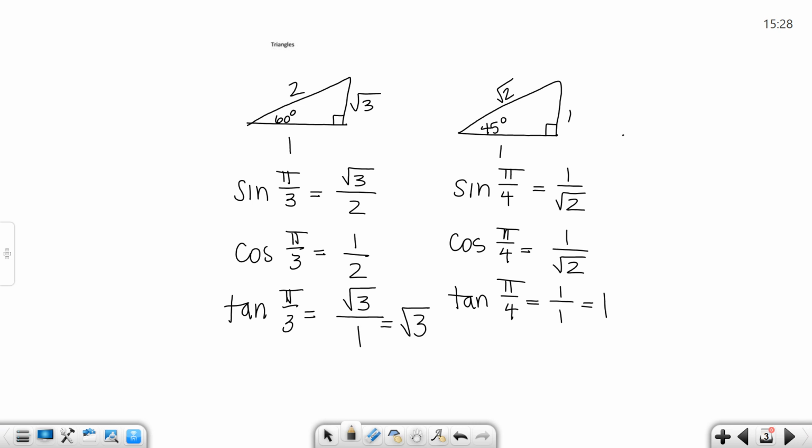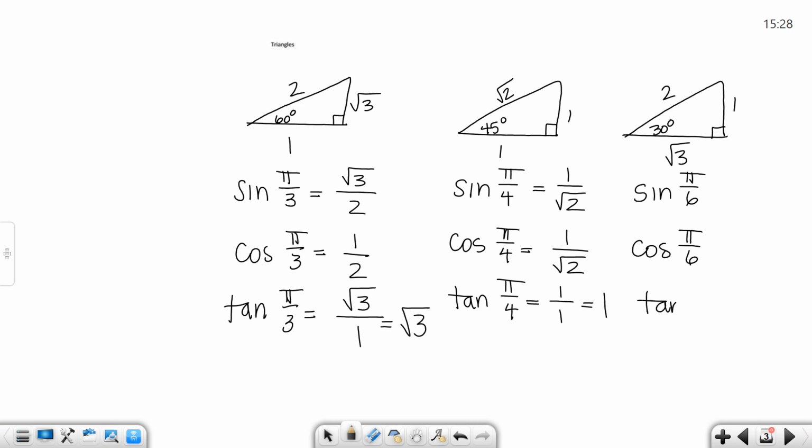Your last basic angle is 30. And again, it's not drawn to scale, just putting it up there for the ratios. When you get ready to do your 30 angle, 1 is opposite 30. So 1 is on the opposite side of 30. So again, it's 1, 2, and the square root of 3, since 30, 60, 90 triangles go together. 30, of course, is pi over 6. So we would do the sine of pi over 6, the cosine of pi over 6, and the tangent of pi over 6.